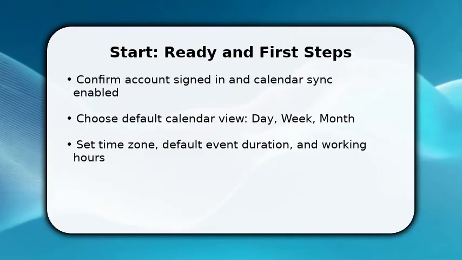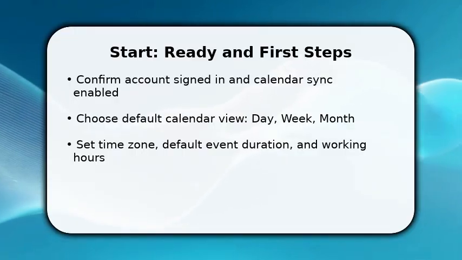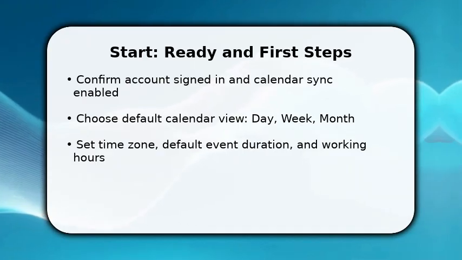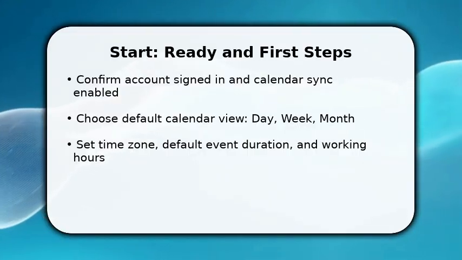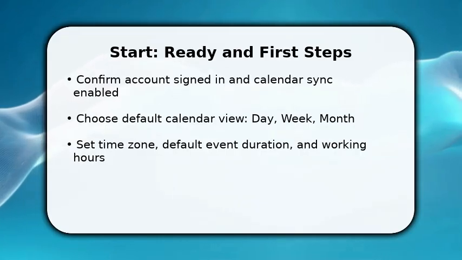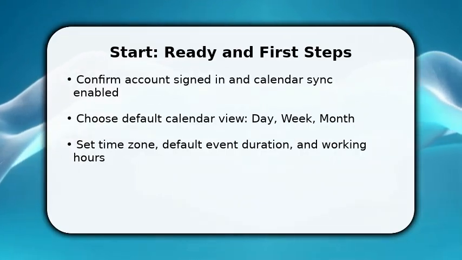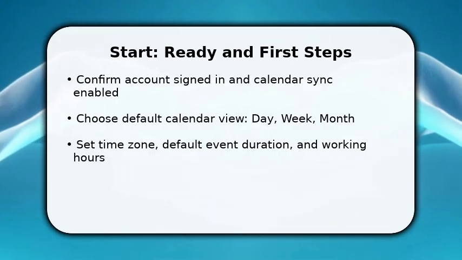You begin by confirming your account is signed in and that calendar sync is enabled. This prevents duplicate entries. Once done, choose your default view, day, week, or month, so you see the right scope immediately. Make sure to set your time zone, default event duration, and working hours. Doing so ensures new events land at the correct times. You'll save time and avoid misscheduled meetings if these basics are correct before creating events.